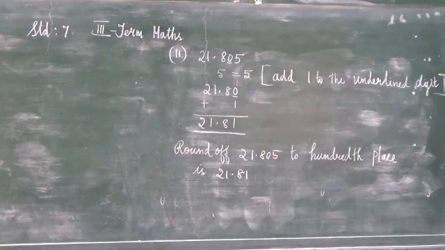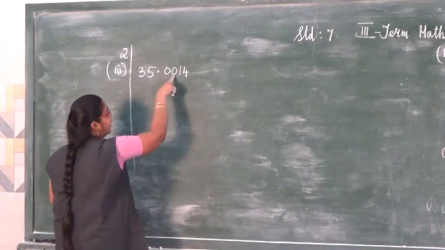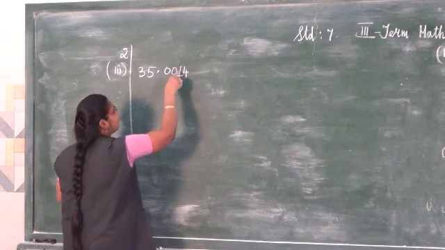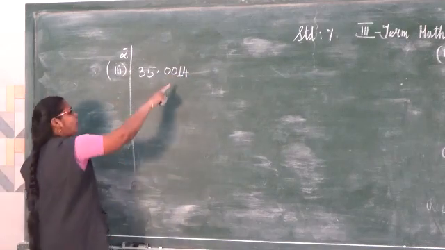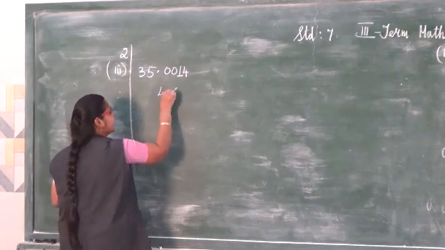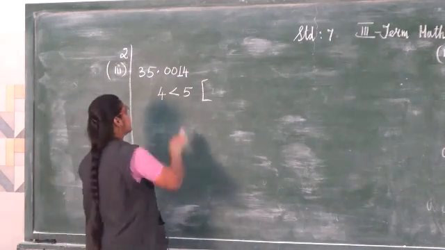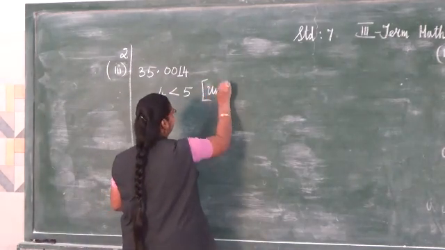Third problem, 35.0014 to the 1000th place. 1000th place means ones, tenths, hundredths, thousandths. So 1 is the thousandths place. We have to see the next number. 4 is less than 5, so the underlined digit remains the same.